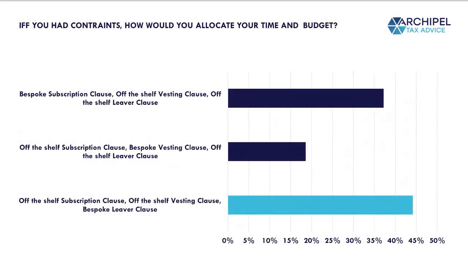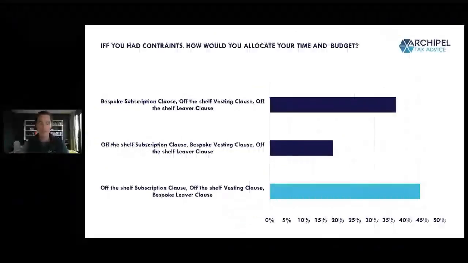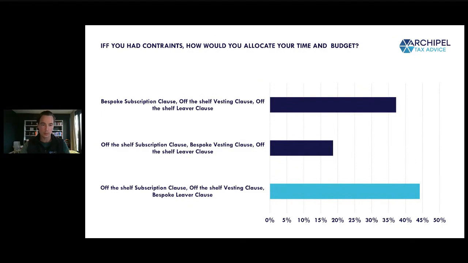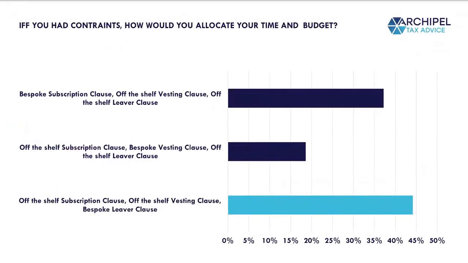Then another question, because there's often time constraints, budget constraints. So people need to consider what is most important when I implement an incentive plan. So let's say there's 3 clauses. There's the subscription clause, which deals with how many units do you get, how much do they cost, and how do you pay for them.